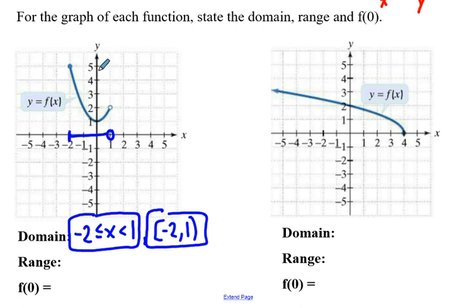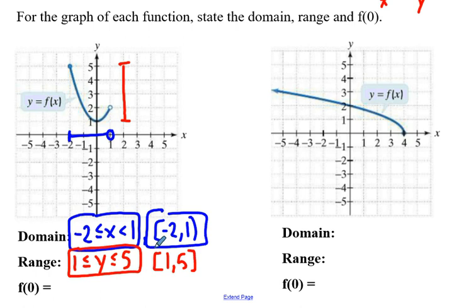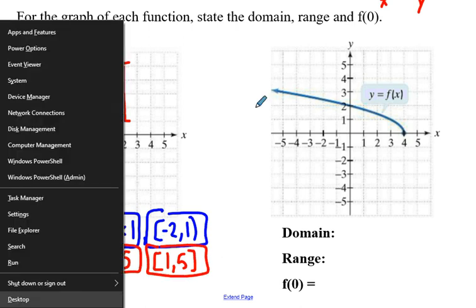Your range, the farthest you go down is 1, and that's an including, all the way up to 5, and that's an including because it's filled in. So I would say any value between 1 and 5 for my y value. If I want to use brackets, it would be bracket 1, comma 5, bracket, because they're filled in circles. So that would be my range. My range is my graph goes between the y values of 1 and 5.